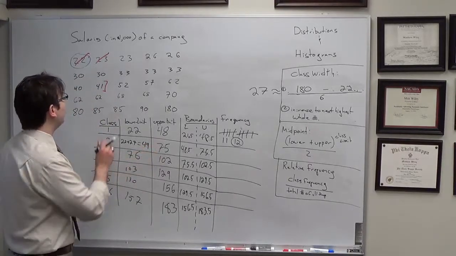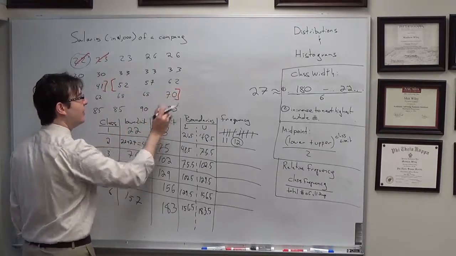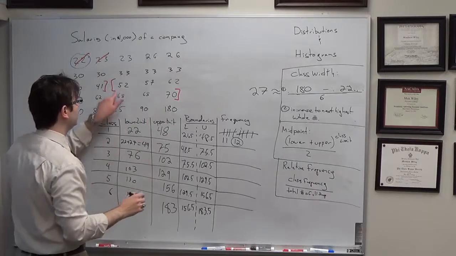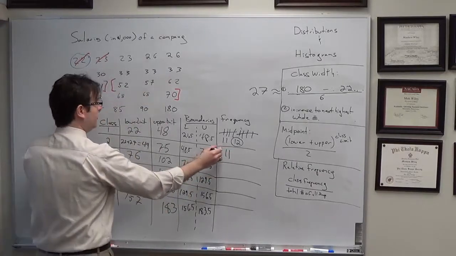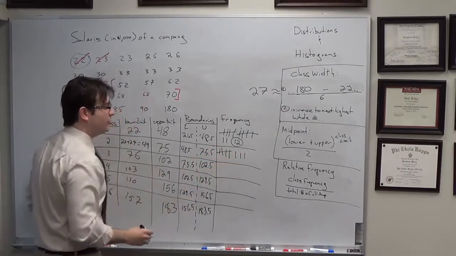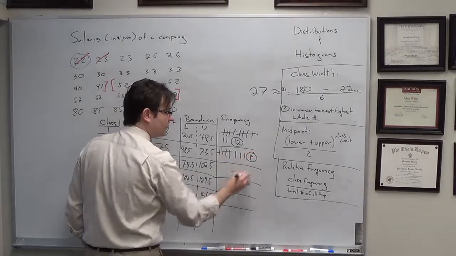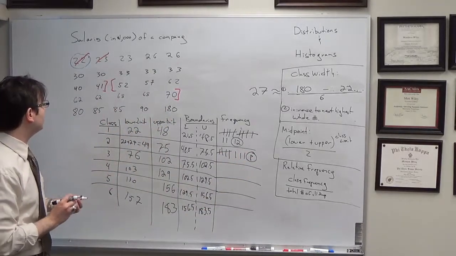49 to 75. 70, this is bigger than 75, so I've got these numbers in here. 1, 2, 3, 4, 5. 1, 2, 3, 5, 6, 7, 8. I've got 8 in this class. 76 to 102.